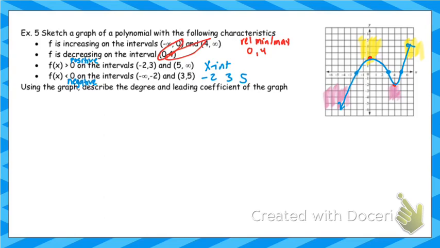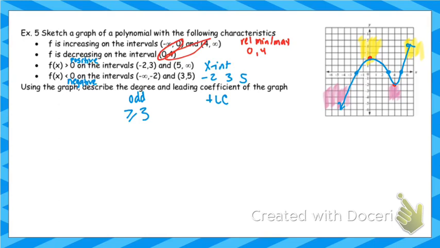It says using the graph, we're going to describe the degree and the leading coefficient. Well, what we know about the degree, if we look, is that this degree is going to be odd because my ends are going in opposite directions. So we know it's an odd degree. We also know there's 2 turns, so it has to be at least a degree of 3. The leading coefficient we know has to be positive because this type of end behavior has to have a positive leading coefficient.